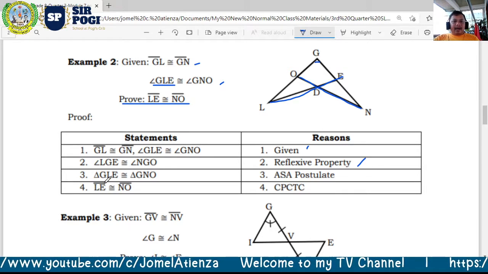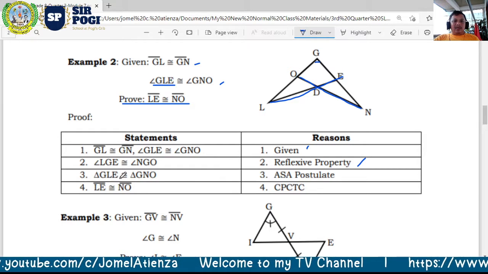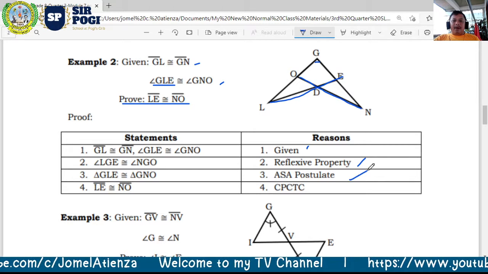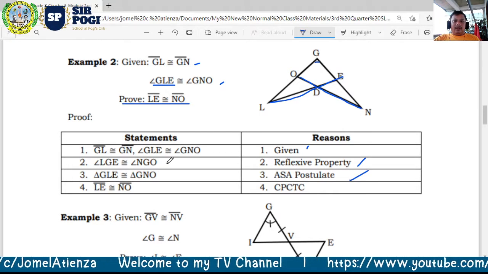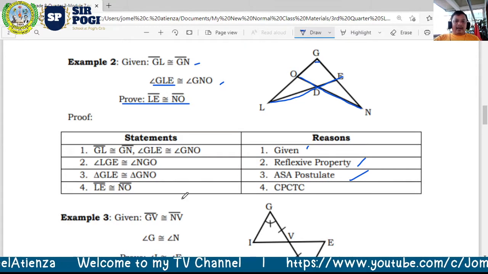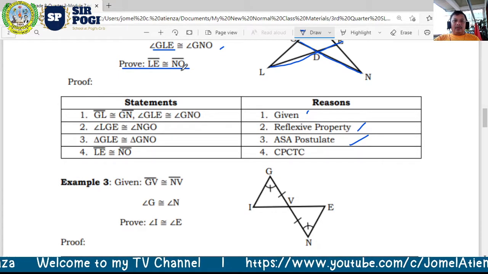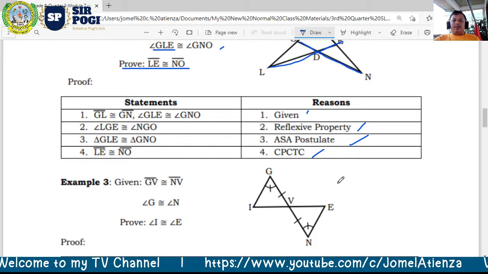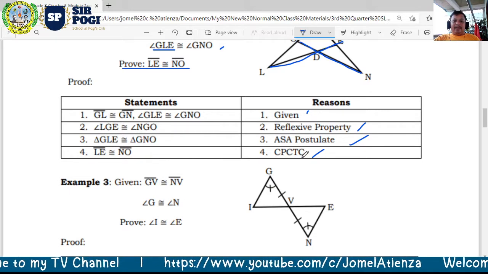Okay? And then, triangle GLE is congruent to triangle GNO. So, that is by virtue of the angle side angle postulate. So, dalawa na yung nakuha nating angle na equal, di ba? At isa yung side. So, therefore, segment LE is congruent to segment NO. So, corresponding parts of congruent triangles are congruent. CPCTC.